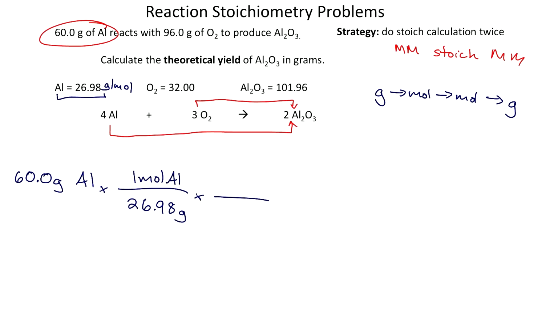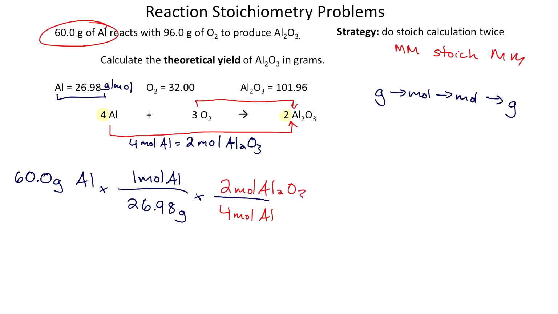Now that I'm in moles of aluminum, I can use stoichiometry to get that 4 moles of aluminum will produce 2 moles of my product, Al2O3. So where am I going to put the 4, on the top or the bottom? On the bottom, yes, because I'm in moles of aluminum. That's what I'm starting with. So 4 moles of aluminum on the bottom, and then 2 moles of my product up top.